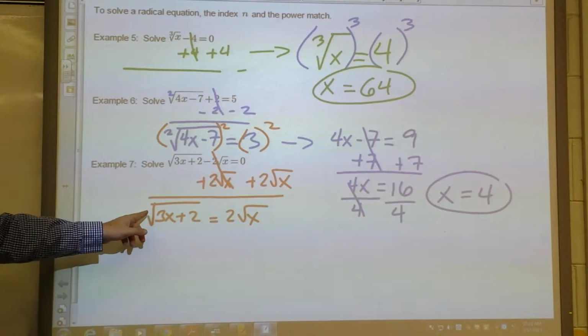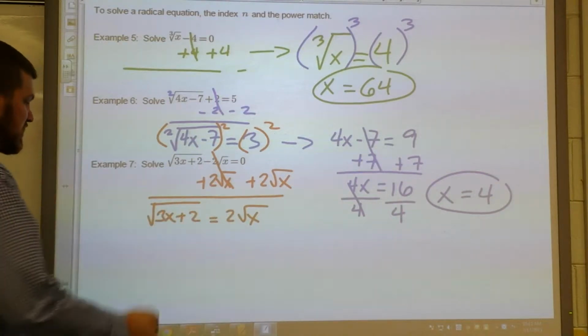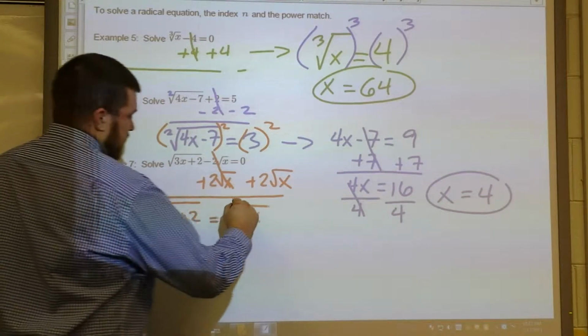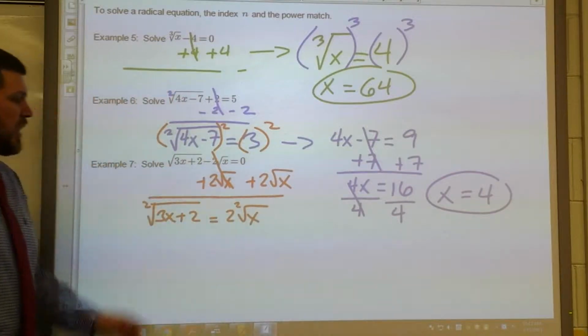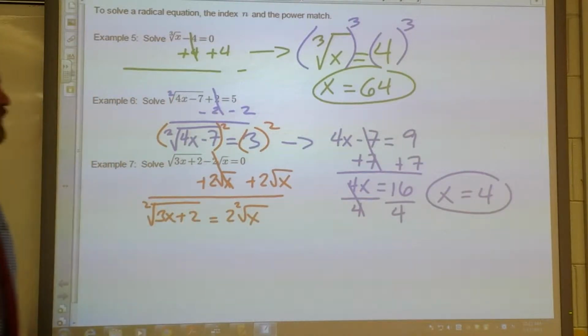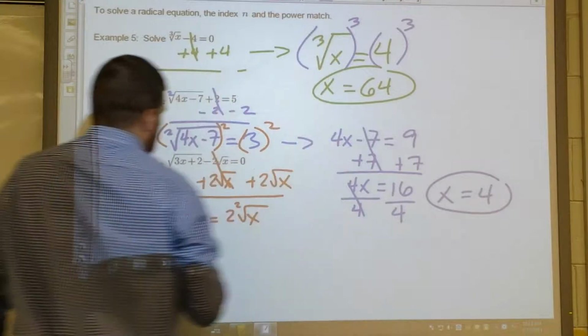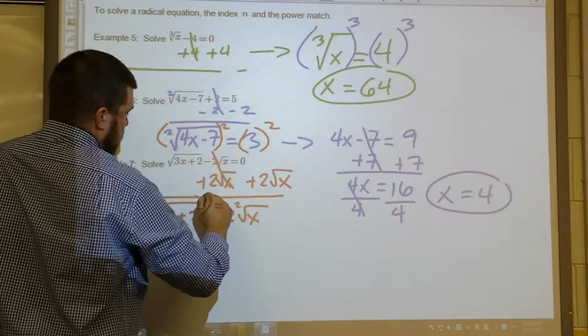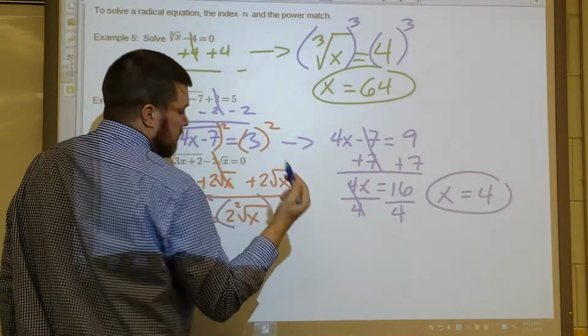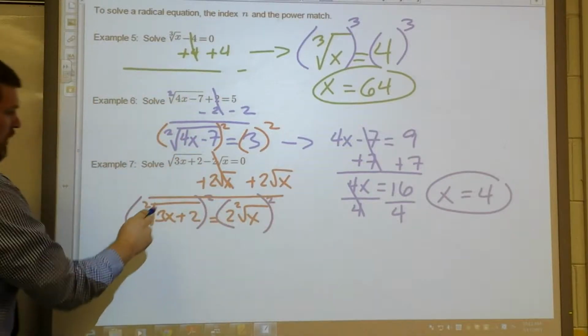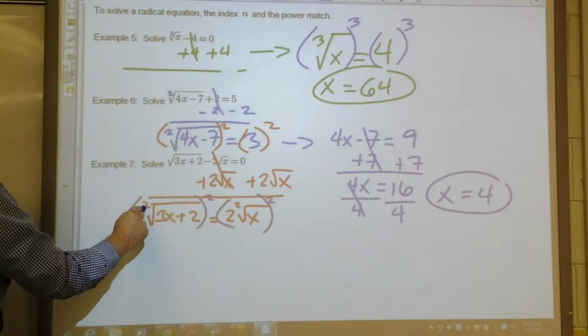Now remember, if I just have a regular square root, then the index is 2. So each of these has an index of 2. I'm going to go ahead and write those in. And to get rid of that index 2, I'm going to need power 2. Okay, so let's do that. Power 2 on each side. What you do on one side, you have to do on the other. Here, the power and the index must match to cancel out.